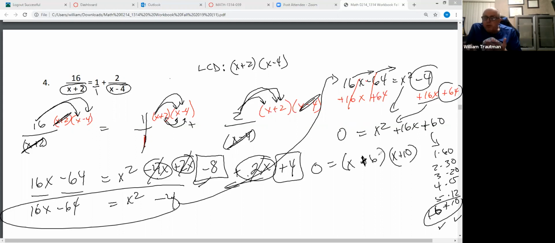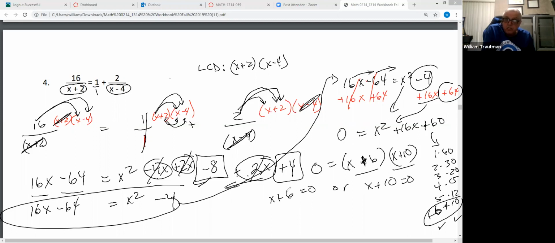And when you have two parentheses multiplied by each other to equal 0, don't forget, x plus 6 has to equal 0, or x plus 10 has to equal 0. And get the 6 to the other side by subtracting 6. It's add 6, so we're going to subtract 6. And x equals negative 6. Get the 10 to the other side by subtracting 10. And x equals negative 10.